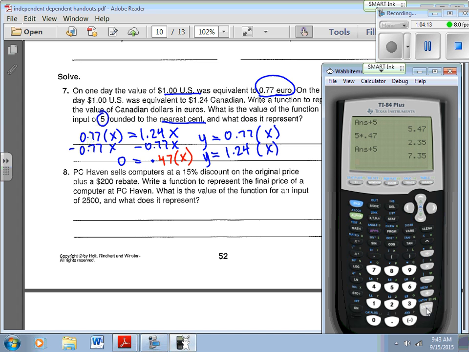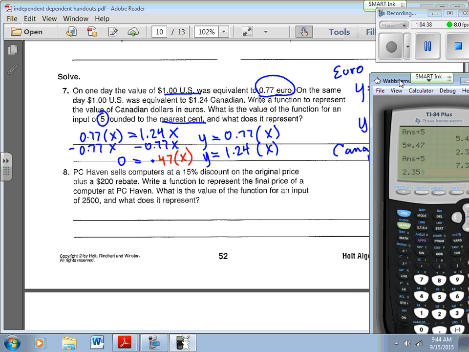you are correct. So it's the 2.35 because we're less. Canada has less value than the American dollar, right? So it would make sense that it would have to go down. Canada is worth less than Europe, and here's how we relate it: the difference between that and Europe. So that's why we're going to take away the 2.35, not add it.